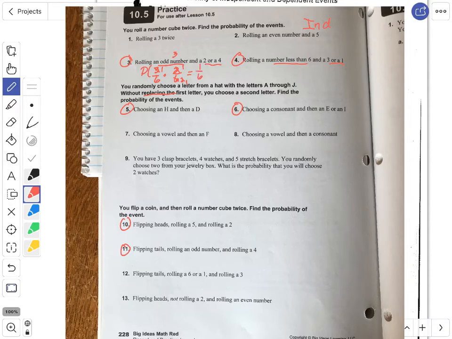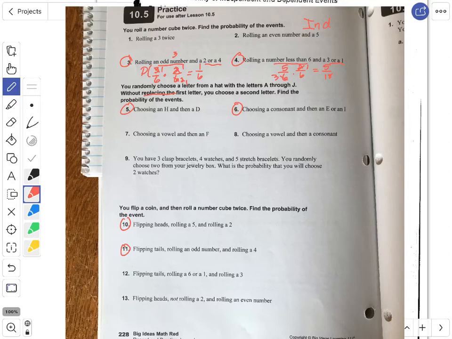Okay, 4, probability of rolling a number less than 6. There are 5 of those out of 6, times probability of rolling a 3 or a 1. That's 2 out of 6. That's a 1. That's a 3. And you get 5 out of 18.